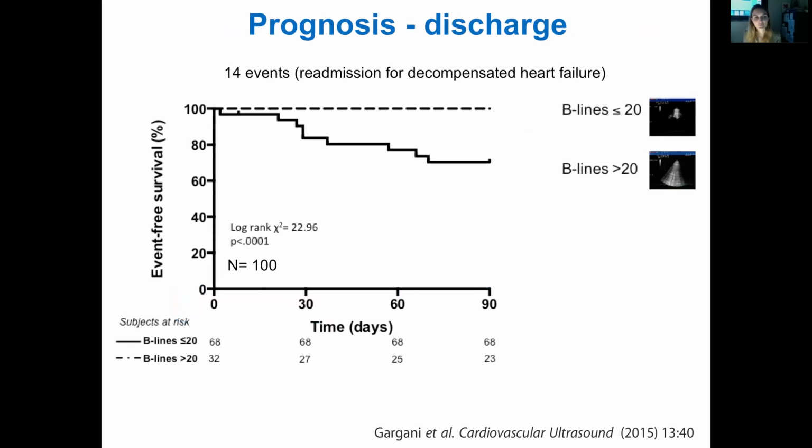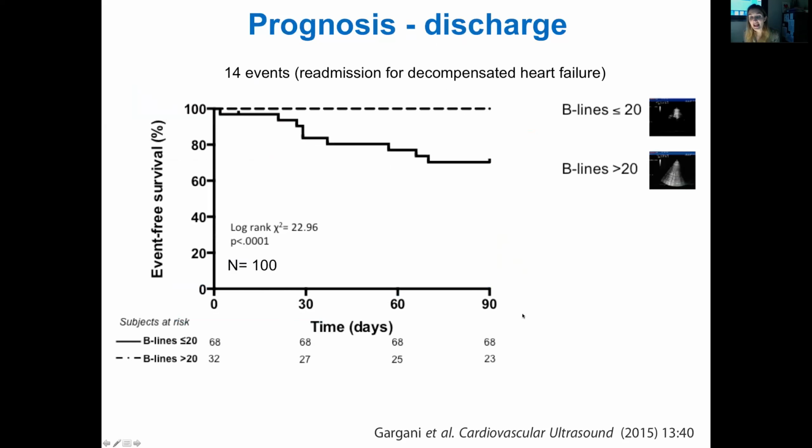And a couple of years ago, I published this paper showing that if you have patients hospitalized for acute heart failure, and if you do the lung ultrasound the last day of hospitalization, so when the patient is ready to go home, the patient is fine, no dyspnea anymore, no lower extremity edema, the chest X-ray has improved, so all the doctors are happy and send the patient home. In that case, if you still have more than 20 B lines, you have a much higher probability to be readmitted for decompensated heart failure in the next 3 months.